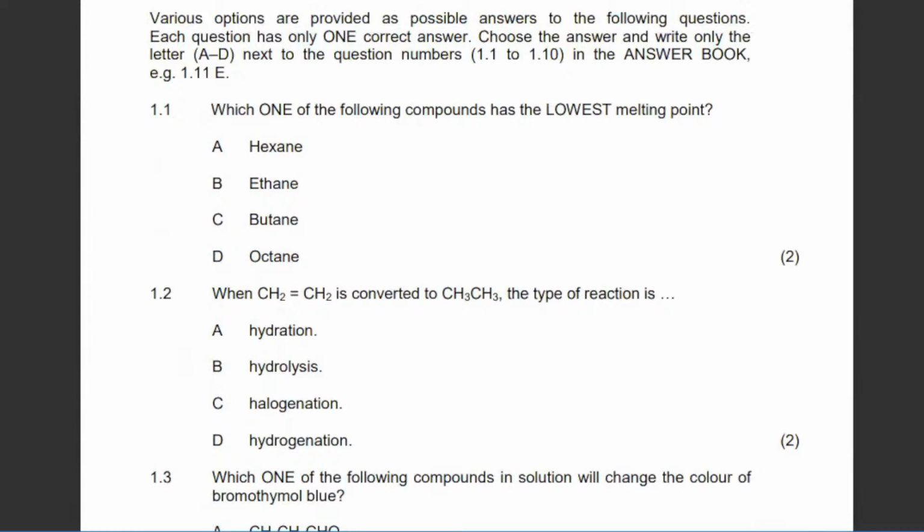All right, let's start with question 1. They're saying, which one of the following has the lowest boiling point? So if you look at this, all of them are straight chains, and these have the same functional group, the same homologous series. Therefore, what is different is the number of carbon atoms.